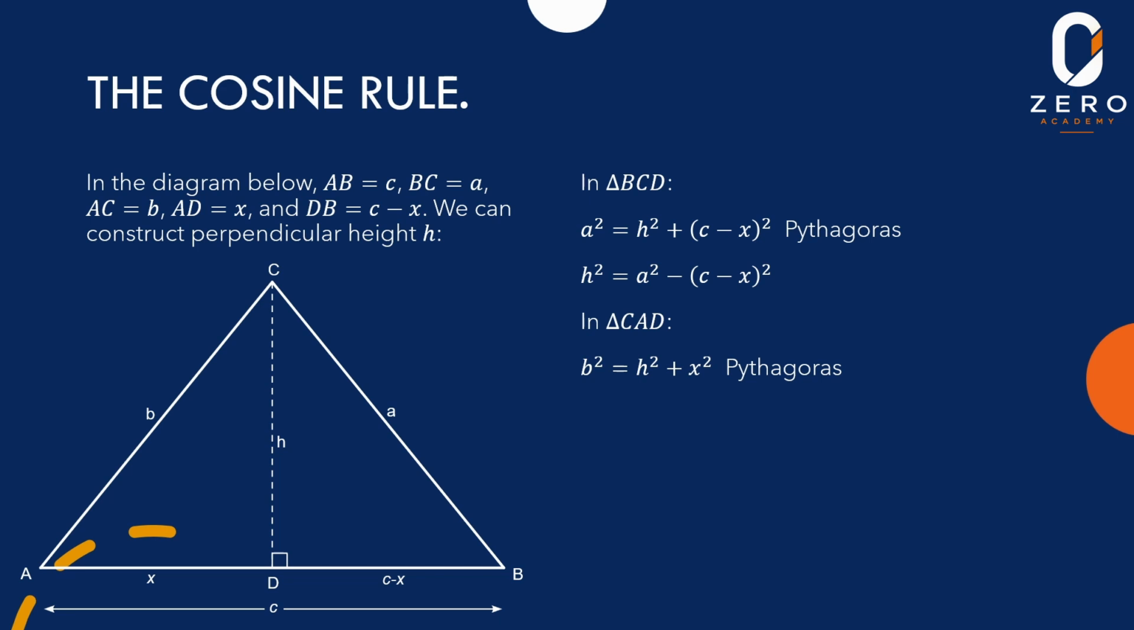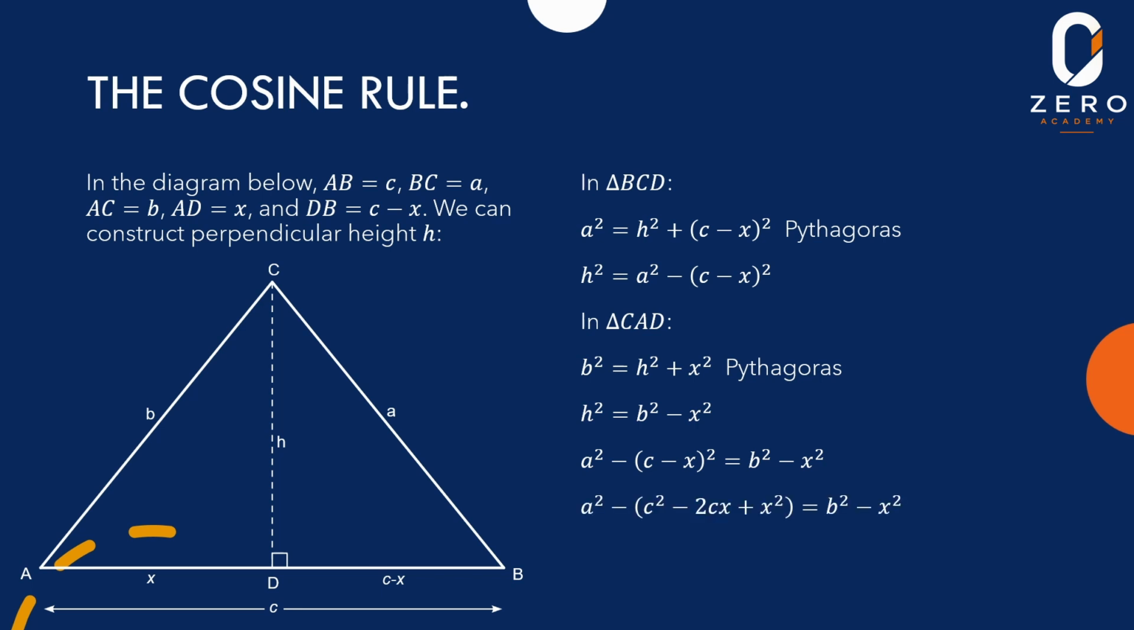Again making h squared the subject of the formula, we'll have h squared is equal to b squared minus x squared. Now I'm going to equate the two equations because the h is the same, and hence the h squared is the same. It's the common height. That will give me a squared minus (c minus x) squared is equal to b squared minus x squared. The first h squared is equal to the second h squared.